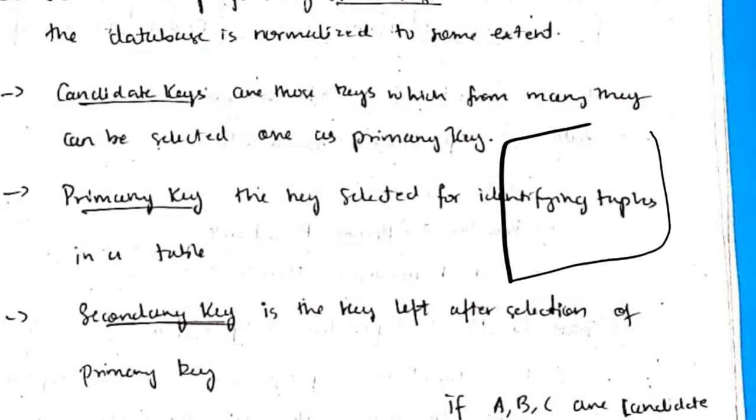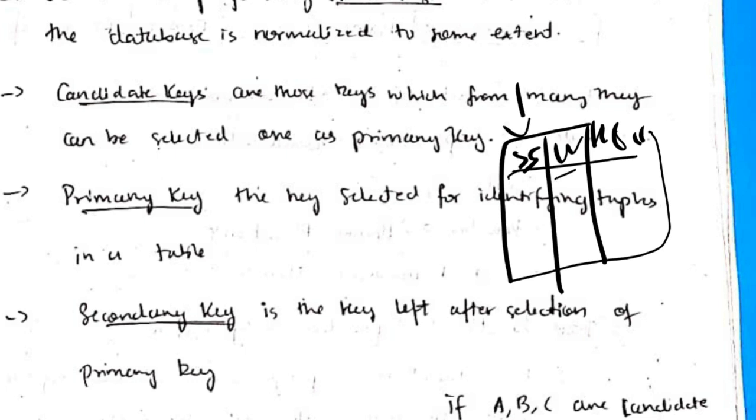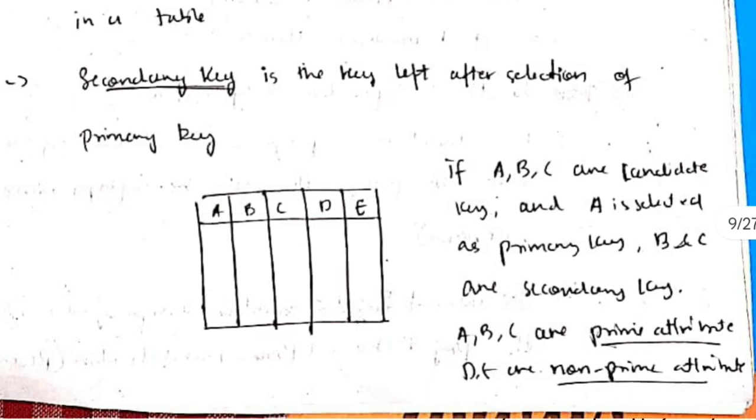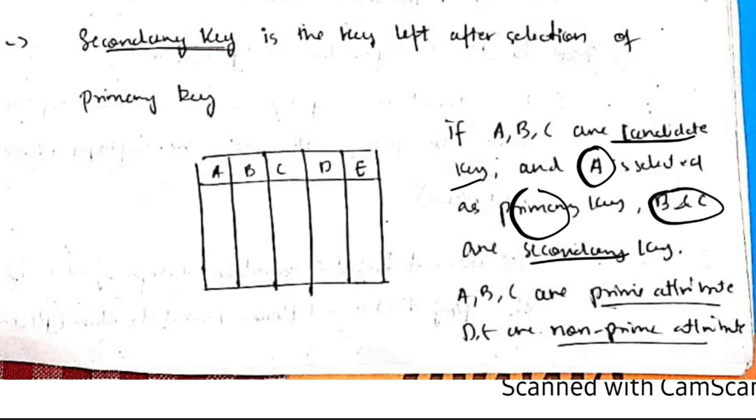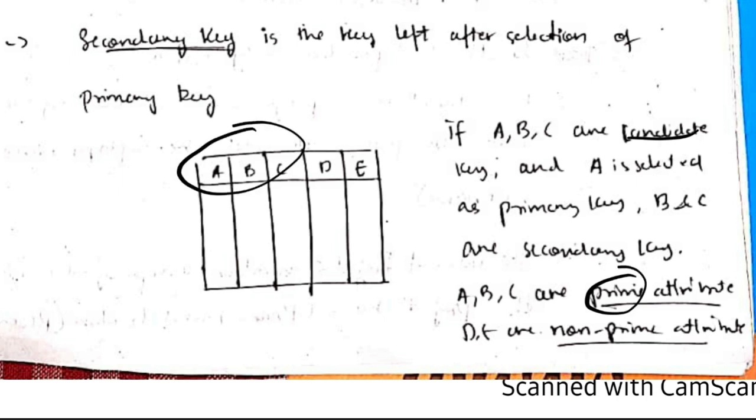Suppose that there are many keys here which can be formed as primary key, for example SSN or name or roll number. There are many attributes. You can choose any of them to be a primary key, and the remaining ones will be candidate keys. Secondary key is the key which is left after the selection of primary key. If A, B and C are the candidate keys and A is selected as primary key, then B and C are secondary keys. If A is primary key, B and C will be secondary keys, and since A, B, C are candidate keys, they are also known as prime attributes, and the remaining ones except the prime attributes are non-prime attributes.